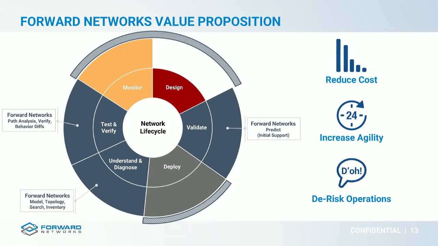So in summary, Forward Enterprise brings some truly unique capabilities in the form of network verification to understand and diagnose issues, to test and verify end-to-end behavior, and to validate changes even before they're made in the actual production network. So our value proposition is that Forward Enterprise reduces cost, increases agility, and de-risks operations of today's business critical networks as well as networks of tomorrow.